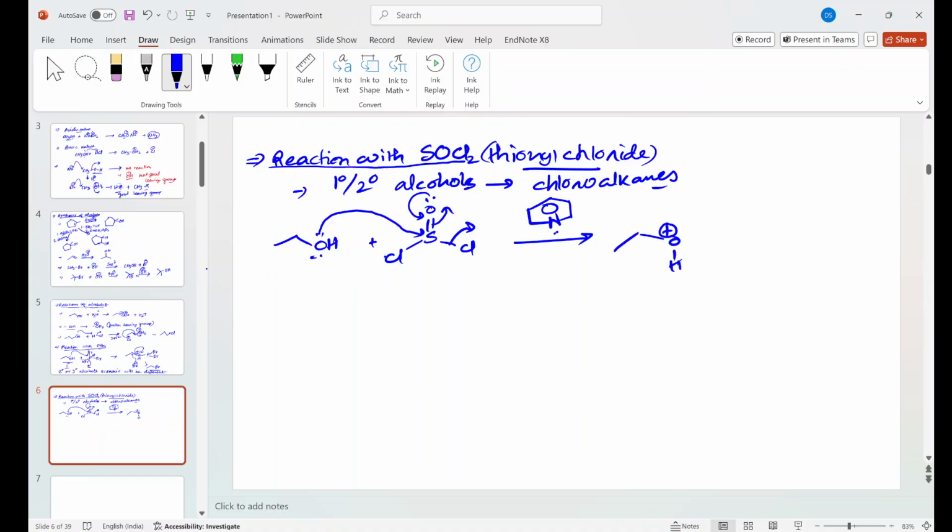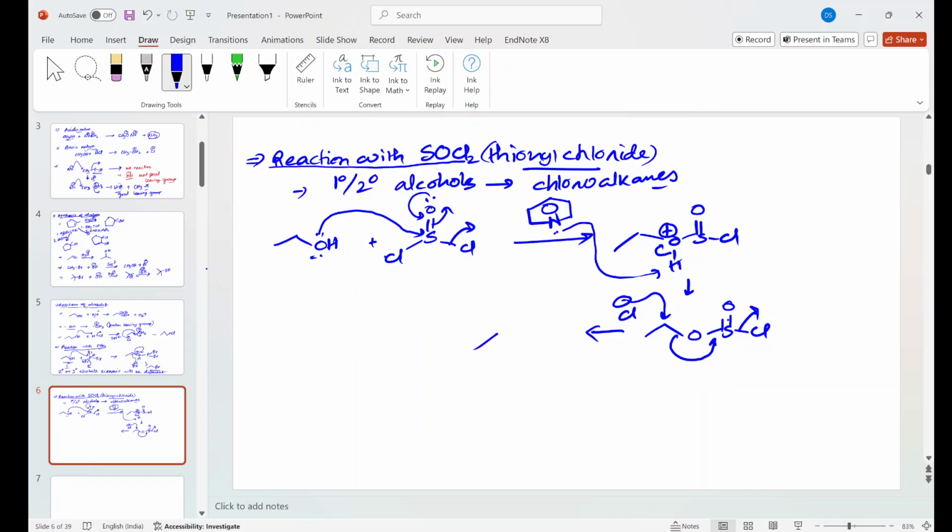So you have the proton on oxygen with a positive charge. So something needs to abstract this proton in order to stabilize the system. So in this case, pyridine will do this job so that you will get this. Okay. And now your chloride will come and remove this chloride again. So you will have your product.